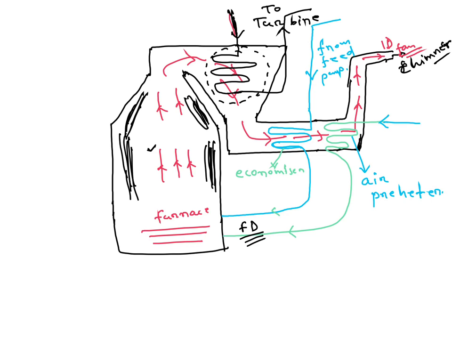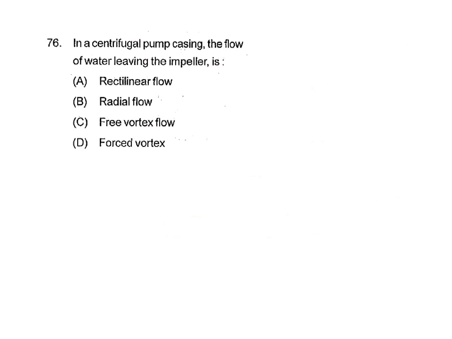Question is, in a centrifugal pump casing, the flow of water leaving the impeller is forced vortex flow or free vortex flow. Inside the casing of a centrifugal pump, it's free vortex flow, and in the impeller it's forced vortex flow. Both are important. So many times they are asking questions based on the options C and D. So you have to remember both.